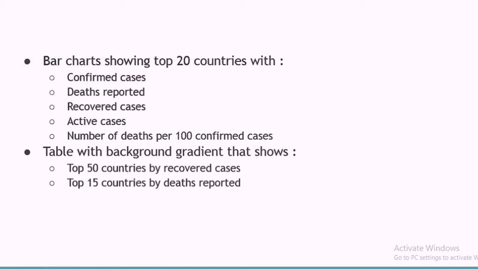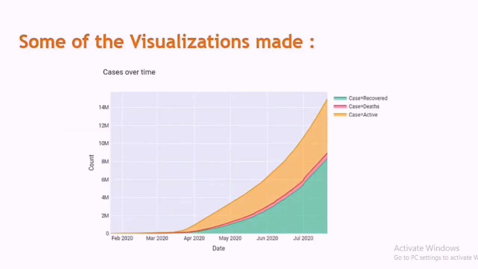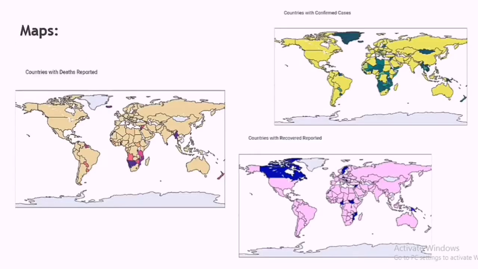Some of the visualizations are: this shows an area graph containing the number of confirmed cases, deaths reported, and active cases over time. The count variable here shows the number of confirmed cases. These are some maps showing the countries with confirmed cases, countries with deaths reported, and countries with recovered cases reported.